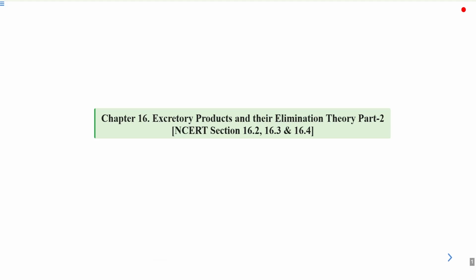So welcome students. Today we will explore biology chapter excretory products and their elimination, that is chapter number 16, and this will be your theory part 2. And in this session we will cover NCERT section 16.2, 16.3 and 16.4.